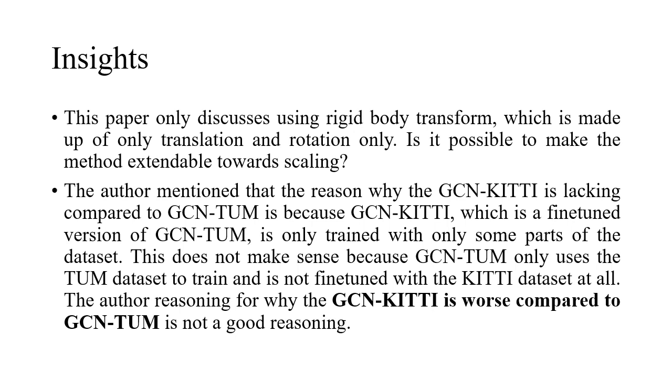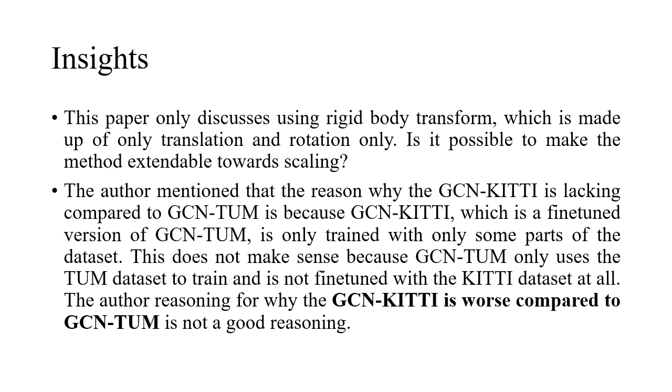So the next insight is that this paper only discusses using rigid body transformation, which is made up of only translation and rotation. However, is it possible to make the method extendable towards scaling? For example, for a dataset where the motion is not only rotational and translational, which is left, right, or rotated, but also movement forward and backward.